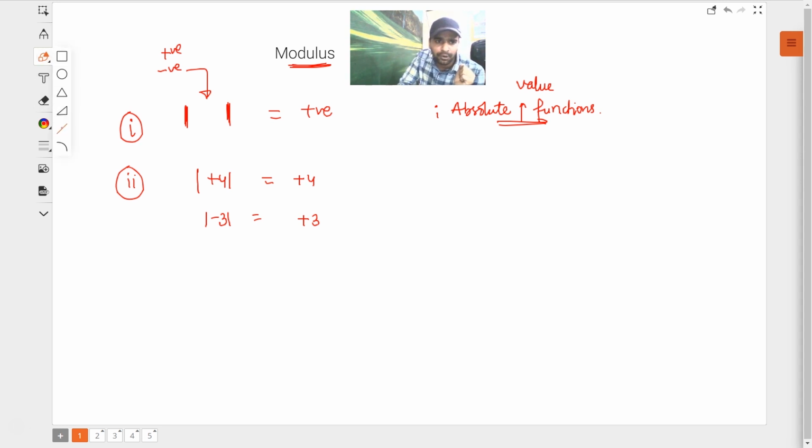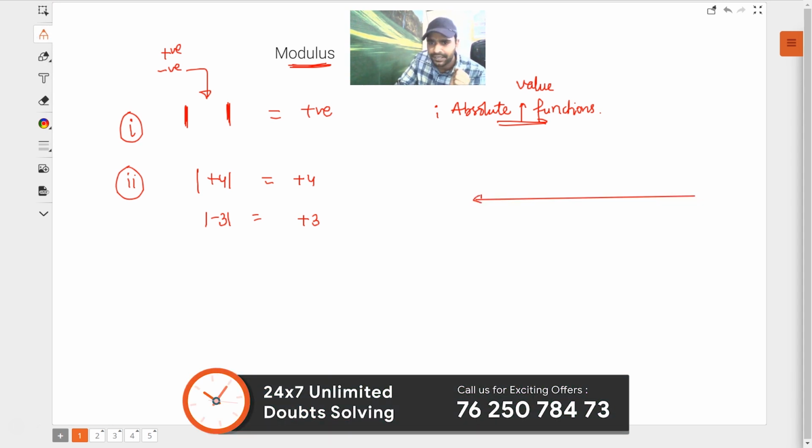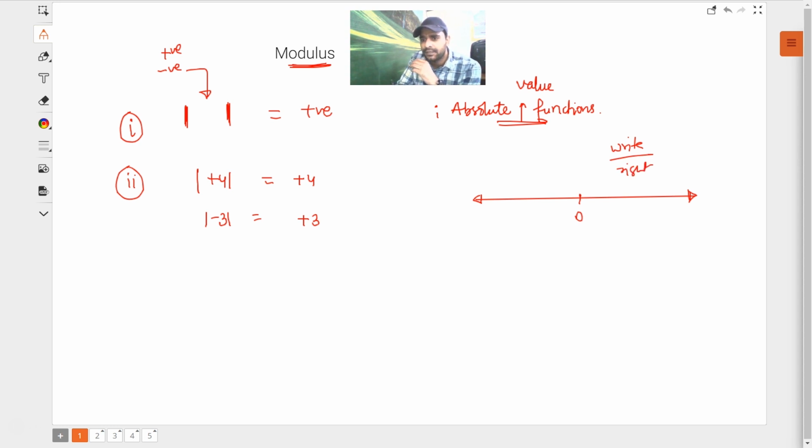All right, let's talk about the real number line. Everybody knows this, right? It's 0 over here. Whatever numbers you write to the right of 0 are all positive, and whatever numbers you write to the left of 0 will all be negative, right or not?